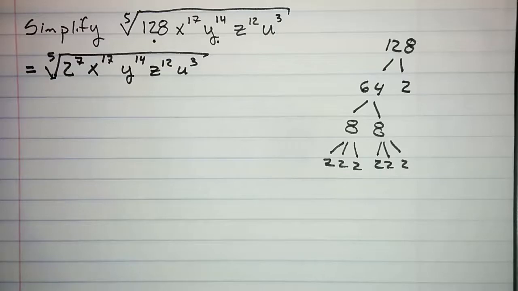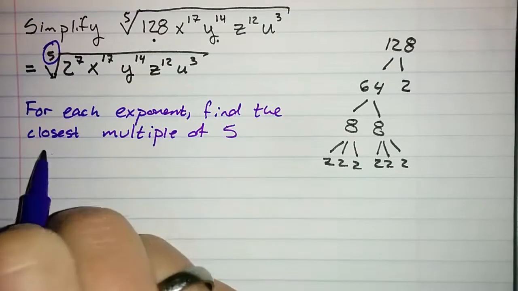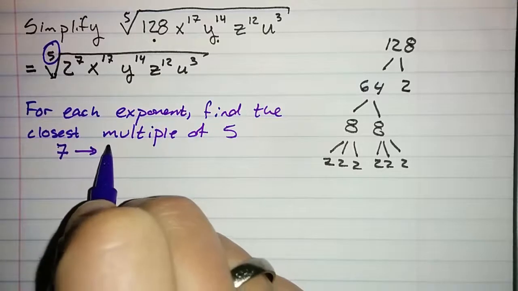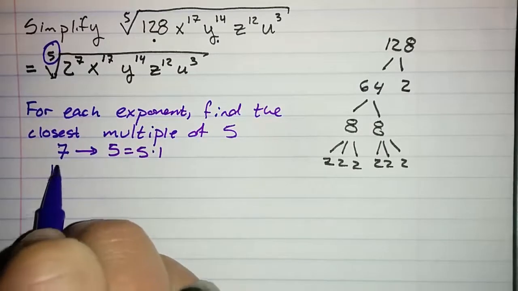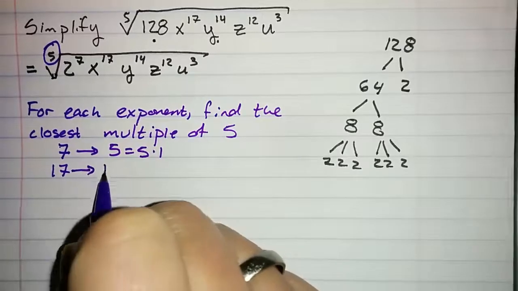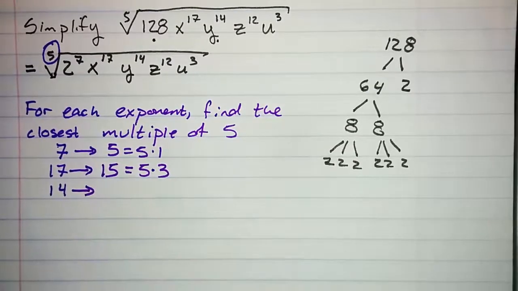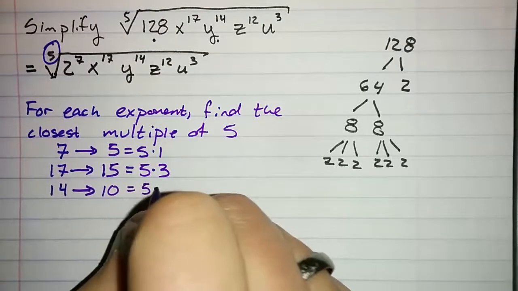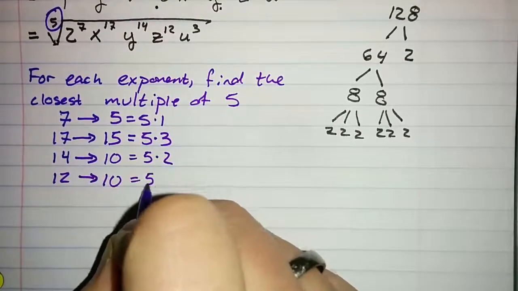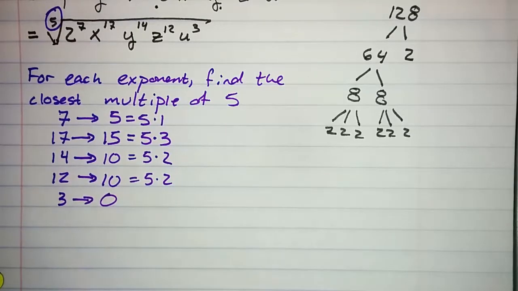Now for each exponent, we're going to find the closest multiple of 5. Why 5? Because we're taking the fifth root. Let's see. And I'm going to write these down. You don't necessarily have to. For 7, the closest multiple is 5, which is 5 times 1. For 17, 5, 10, 15, 20 is too big. So for 17, the closest multiple of 5 is 15, which is 5 times 3. For 14, the closest multiple of 5 is 10, which is 5 times 2. For 12, same story, 10. And for 3, there are no multiples of 5 less than 3. So we've got nothing for 3.